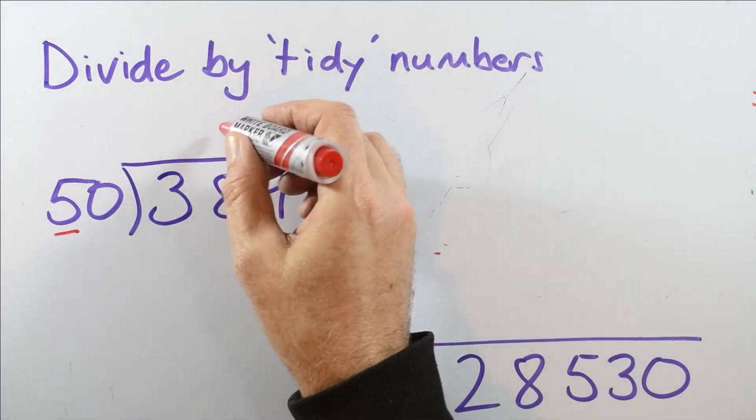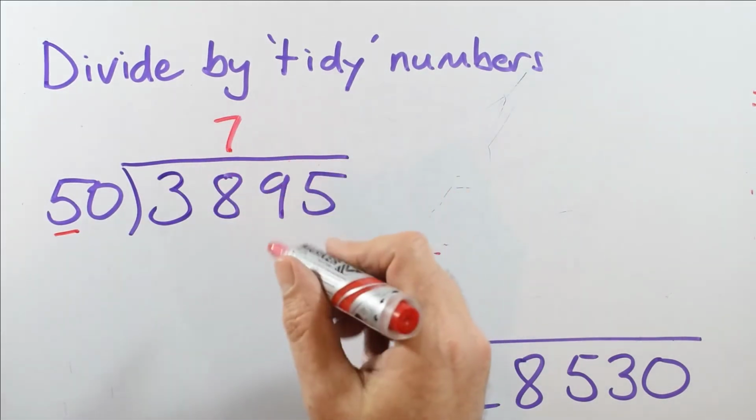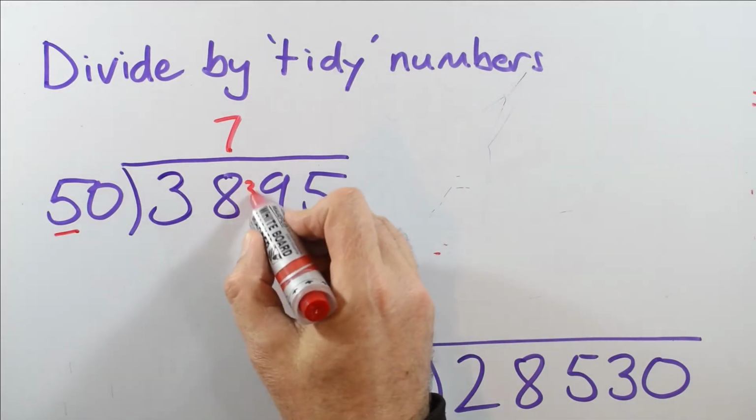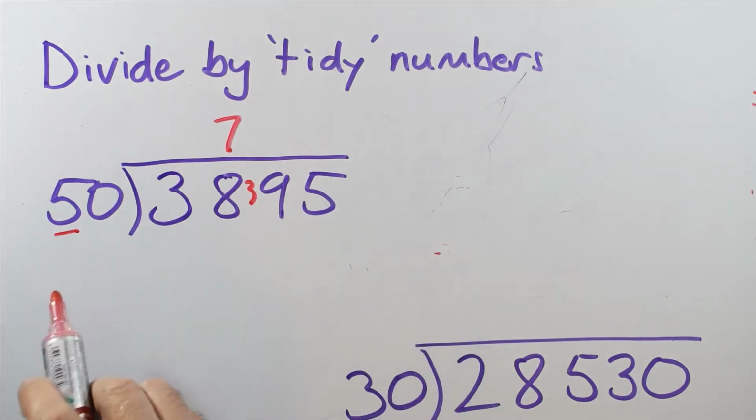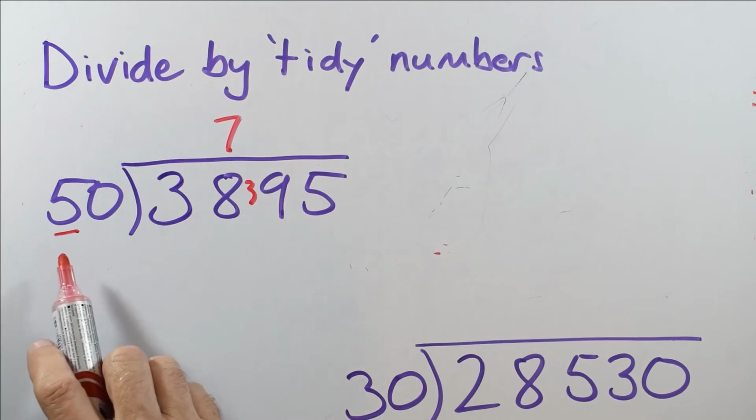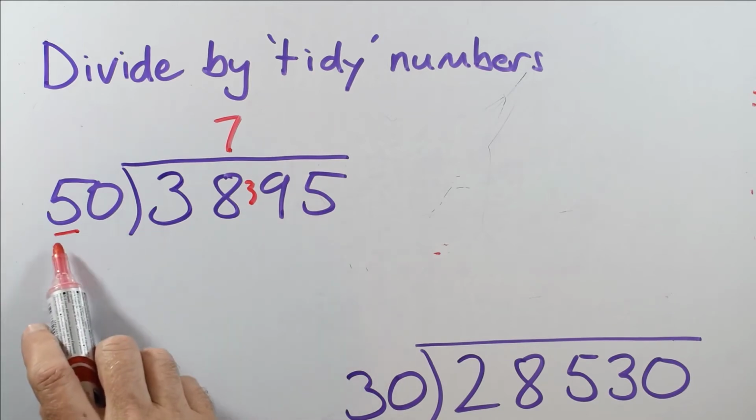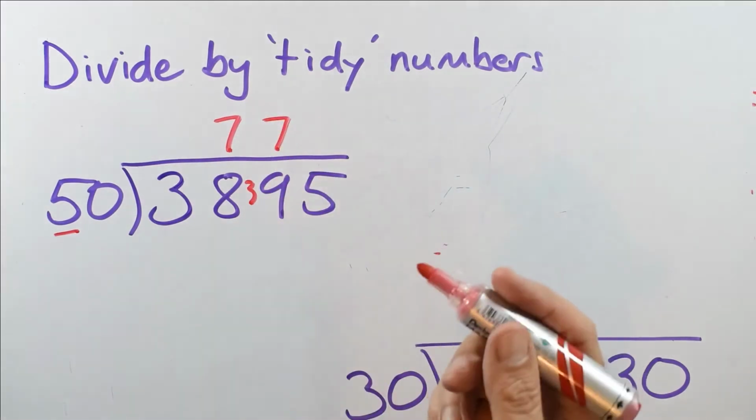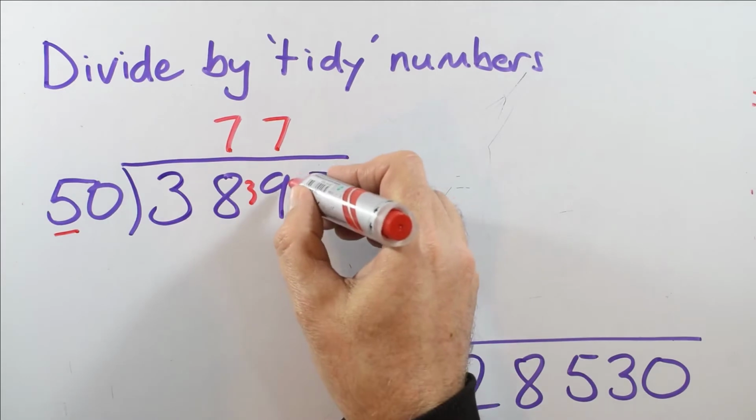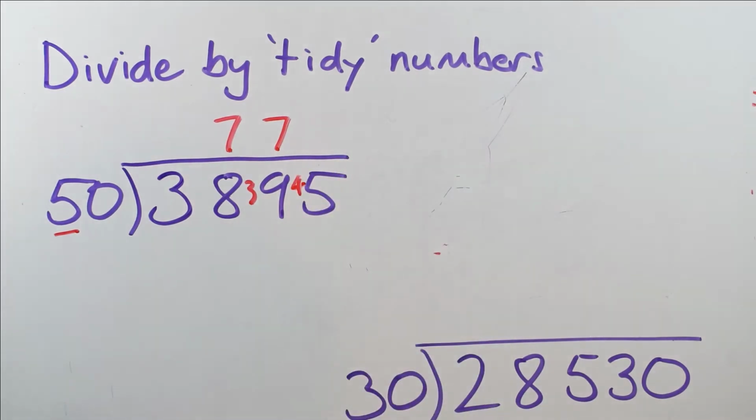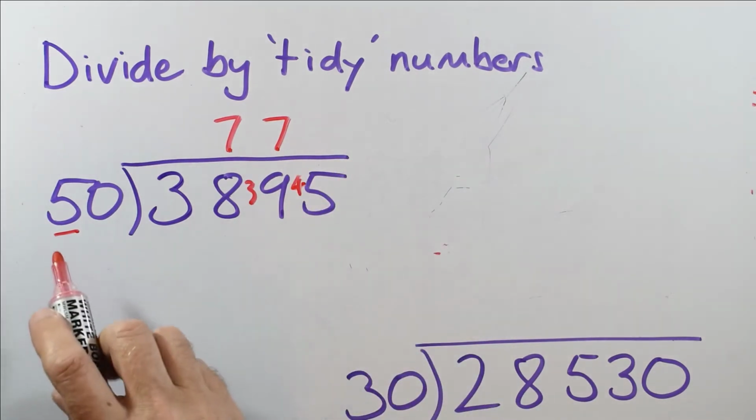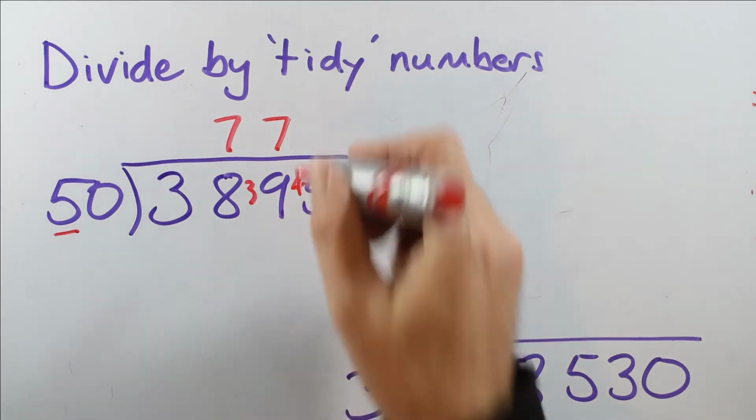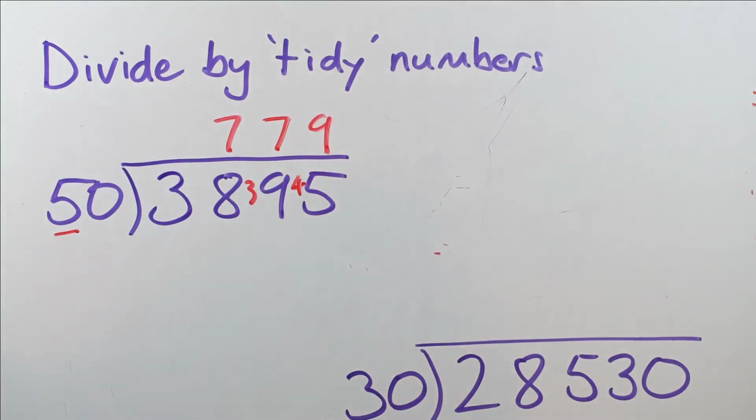35 is the closest, so that's 7 times. That leaves us 3 left over. Then 5 goes into 39, 7 times again, that's 35, 5 times 7 is 35, with 4 left over. Then we've got 5 into 45 gives us 9. In this case there's no remainder. That's very handy and tidy.